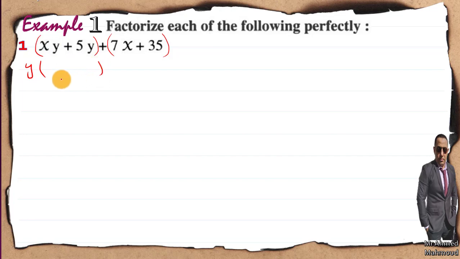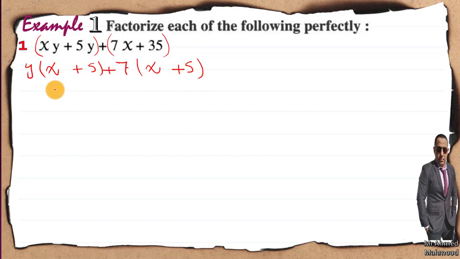And then I'm going to open a bracket. xy divided by y equals x. 5y divided by y equals positive 5. Here the common factor of 7x and 35 is positive 7, of course. 7x divided by 7 equals x, because 7 over 7 equals 1. 35 divided by 7 equals 5. Look at the brackets, x plus 5 and x plus 5.